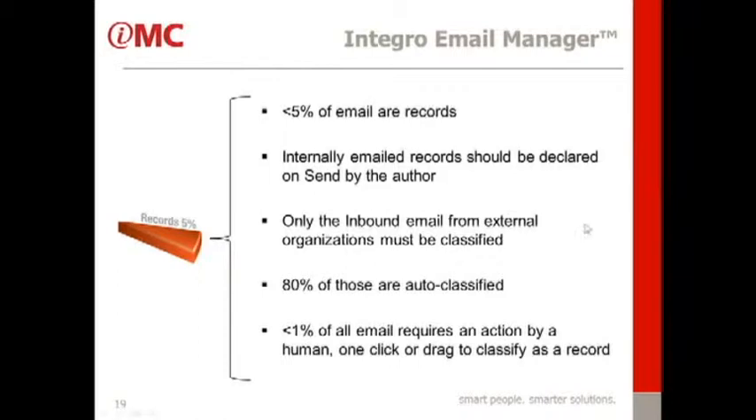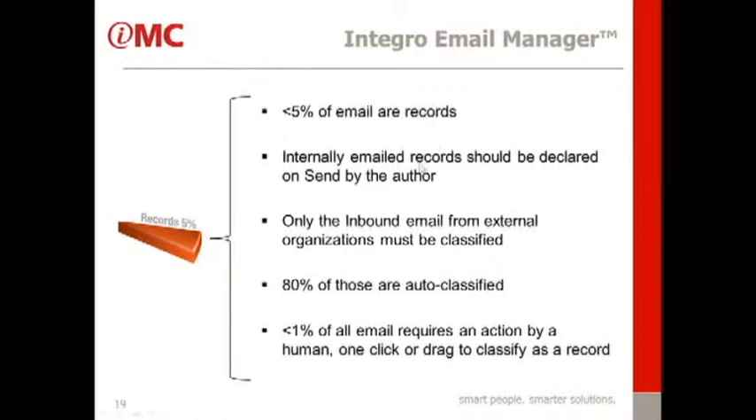And if less than 5% of those are records, the emails that are sent internally, so from Department of Labor to Department of Labor or something like that, those should be declared by the author as a record when they send it. As I think a lot of folks here have records management experience and training, and you understand that the author, the owner, is the one that should declare it as a record. So it's very important that it needs to be done as they send the message.